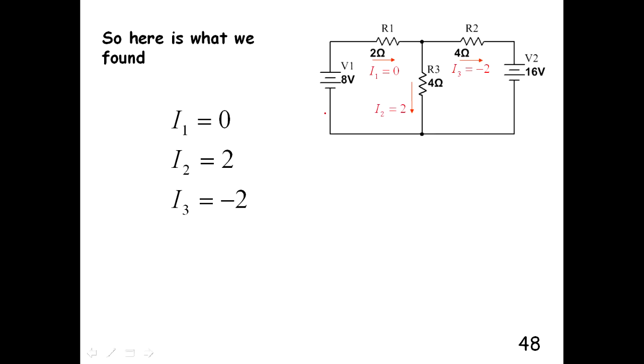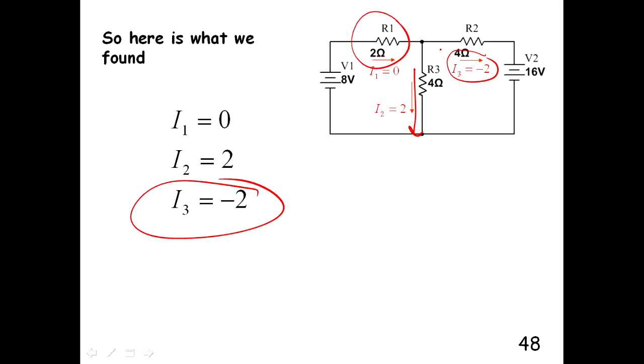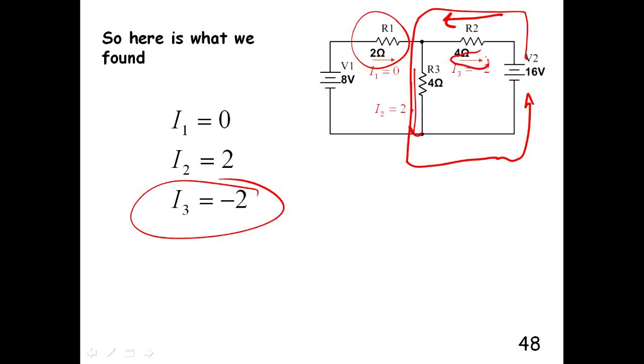Okay, so here's what we got for our circuit. I1 is 0, so there's no current that's going to flow in this resistor. I2 is 2, which goes this way. And I3 is negative 2, which means the direction we assumed was wrong, so it really goes this way. So the current is really going around like that. So that's what happens when we assume the wrong direction. We just get a negative sign, and then we tell ourselves when we see that negative sign that the real current is not the direction that we assumed, it's in this direction. So it's not negative 2 in this direction, it's 2 in this direction.